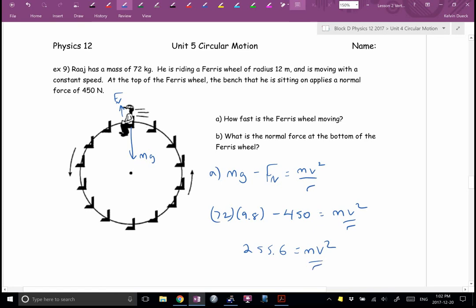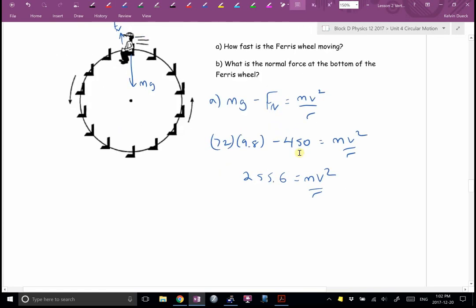How would I get the v by itself now? Times by r. Divide by m, square root. Okay. v is going to be, what was r? I've scrolled down. 12 meters. 12 times 255.6, divided by, what was the mass? 72. Square root.